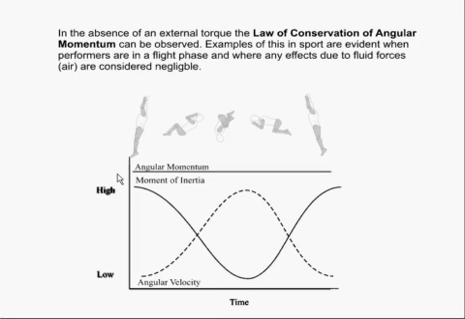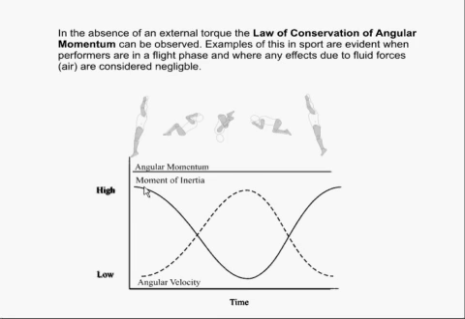So in this case, the axis of rotation passes through the gymnast's centre of mass. So where the mass is distributed away from the axis of rotation, as at the beginning and at the end of the move, the moment of inertia is high, and in the middle, where the mass is distributed close to the axis of rotation, then the moment of inertia is low.